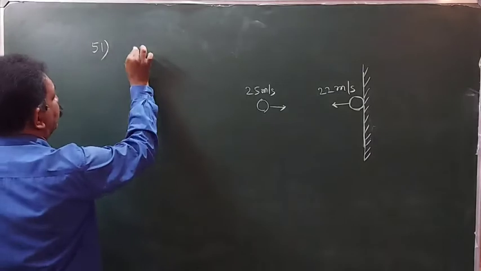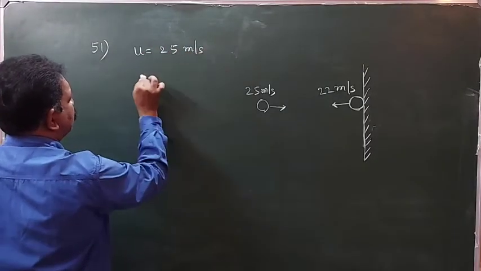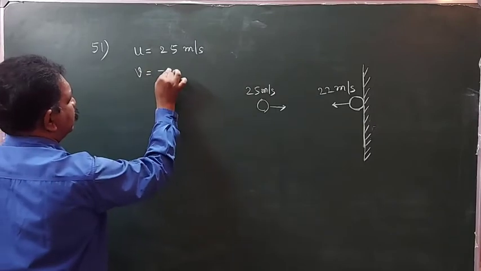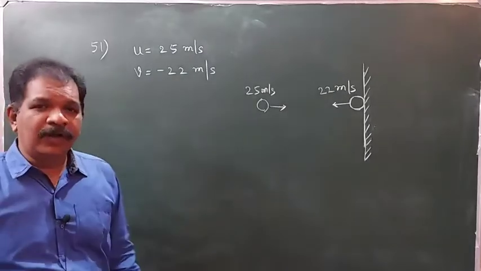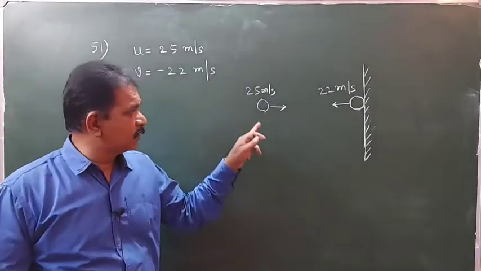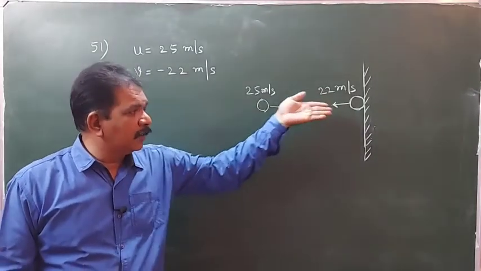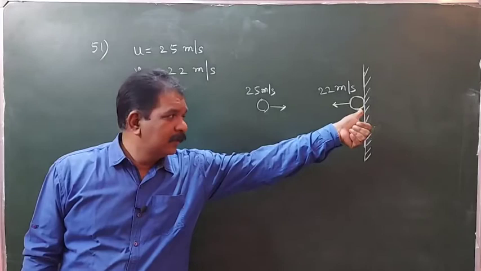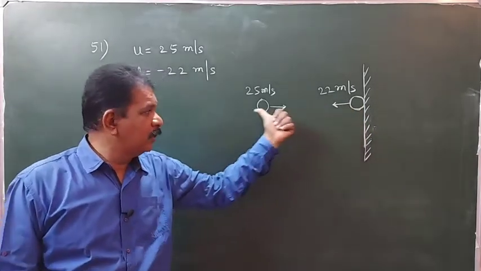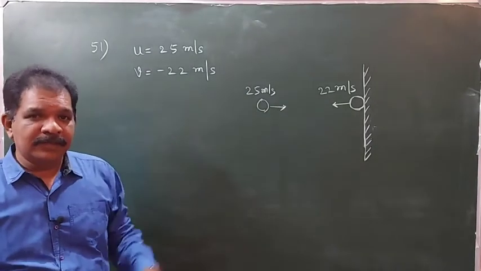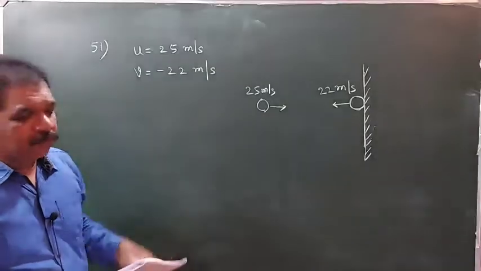So the u value is 25 meter per second. v is equal to minus 22 meter per second. Why am I taking minus? It means it changes its direction. Actually, it is going along the positive x-axis. Here what happened is it changed its direction. Now it is moving along the negative x-axis. So it will be minus 22.